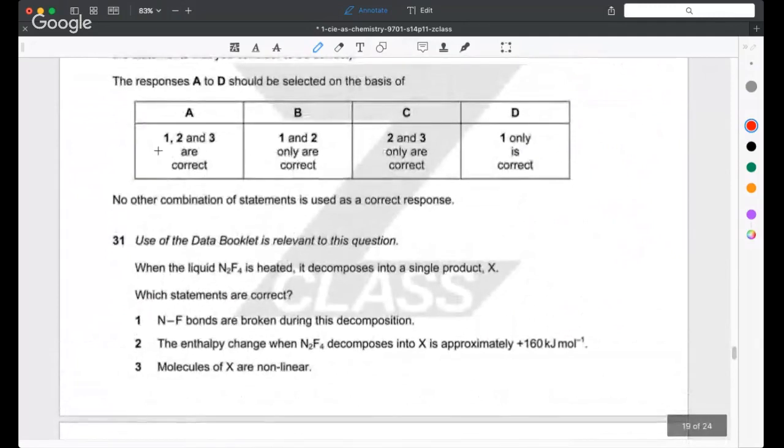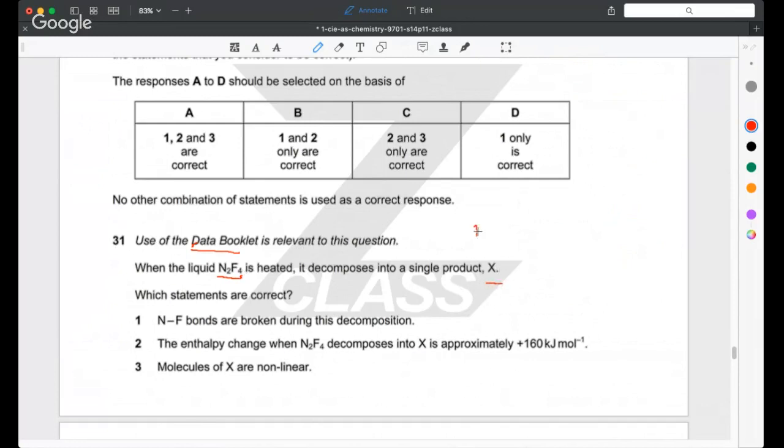Right, so we get into a rather more complex part of the paper now, where instead of just choosing one answer, we're getting the choice to choose either 1, 2, and 3, 1 and 2, 2 and 3, 1. So we've got some different ways of doing multiple choice here. So we're going to be using the data booklet, and we're talking about N2F4, and when you heat that, it decomposes to only one thing.